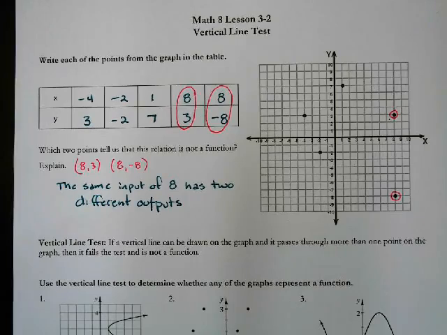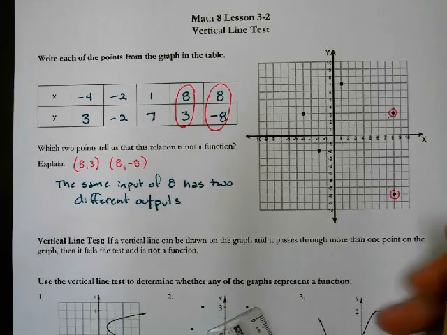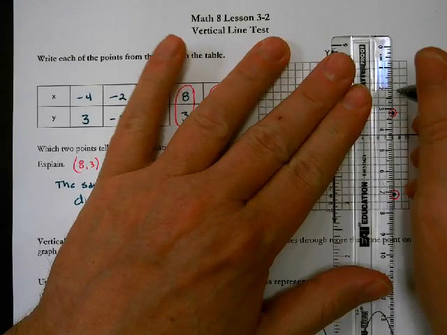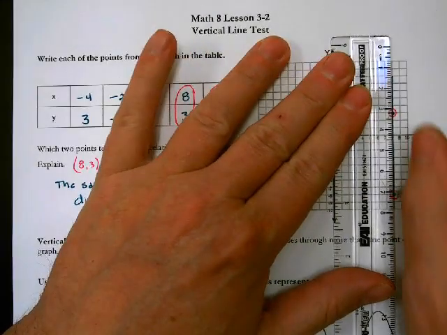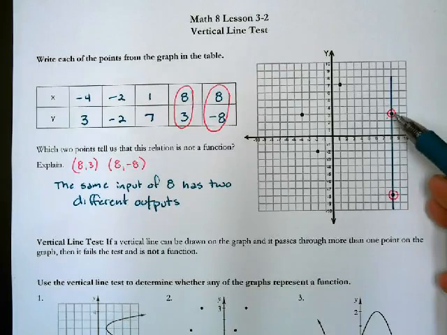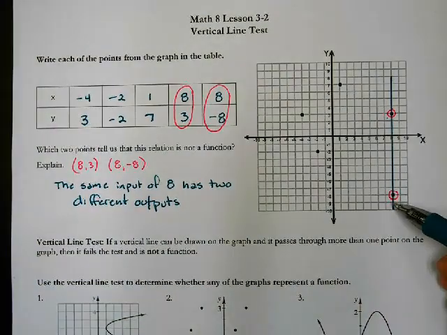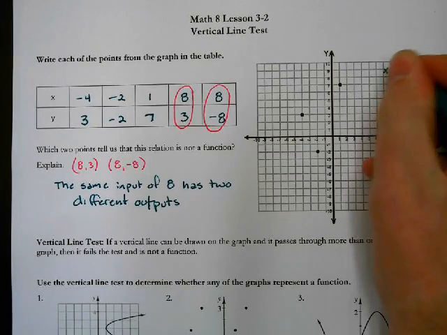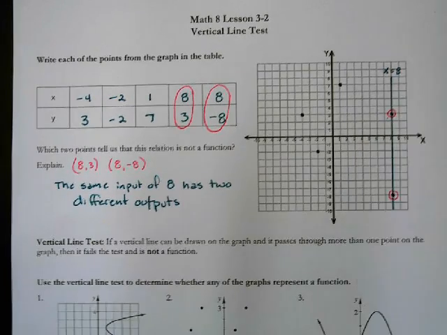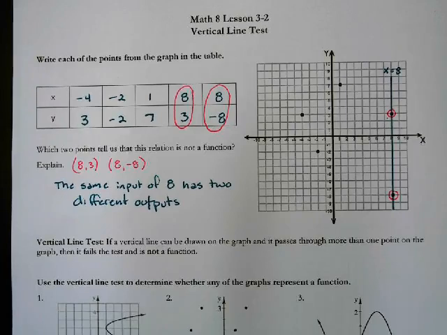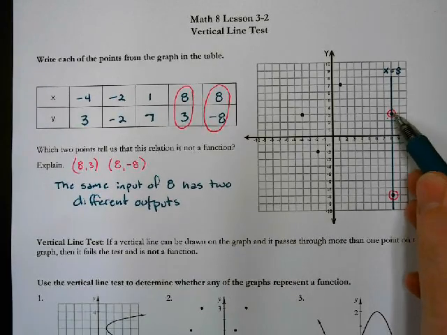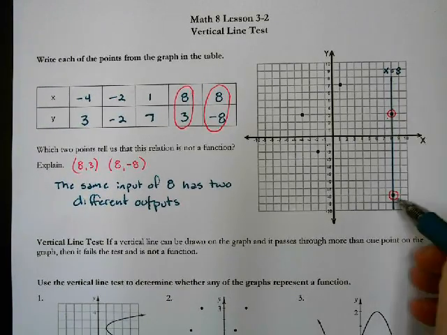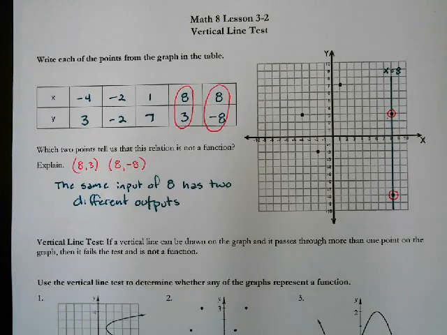So if you can draw a vertical line, and we can, here's a vertical line. This vertical line went through two separate points. Now remember, anything along this vertical line has an x value of 8. So it has an input value of 8. And what this indicates to me is that at the input value of 8, we have two separate outputs.